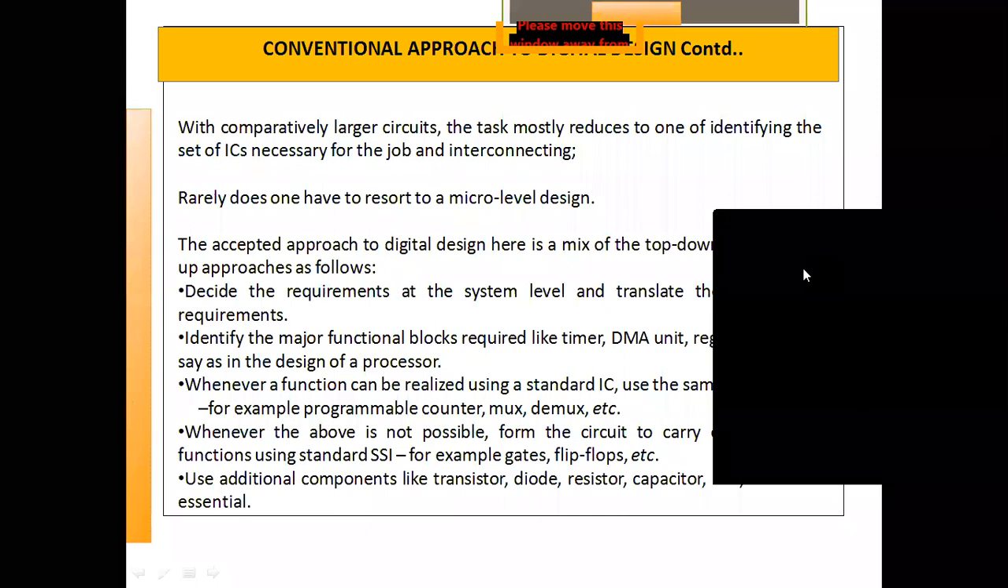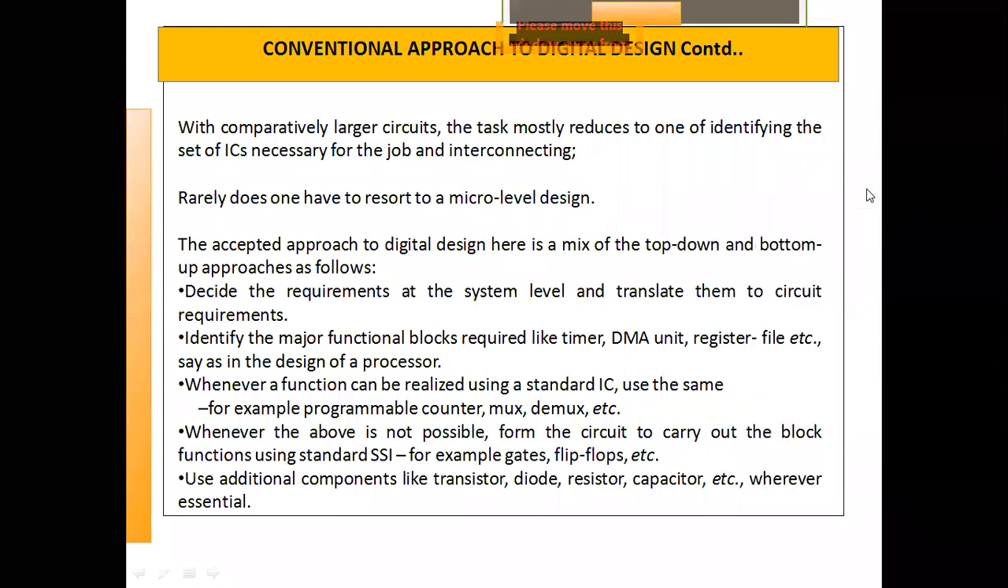That is the next point. That is identifying the major functional blocks required, like timer, DMA, that means direct memory access units, and register files. These are to store the data. We have to identify what are the functional blocks required, such as timers, direct memory access units, register files, etc., as in the designing of a processor.